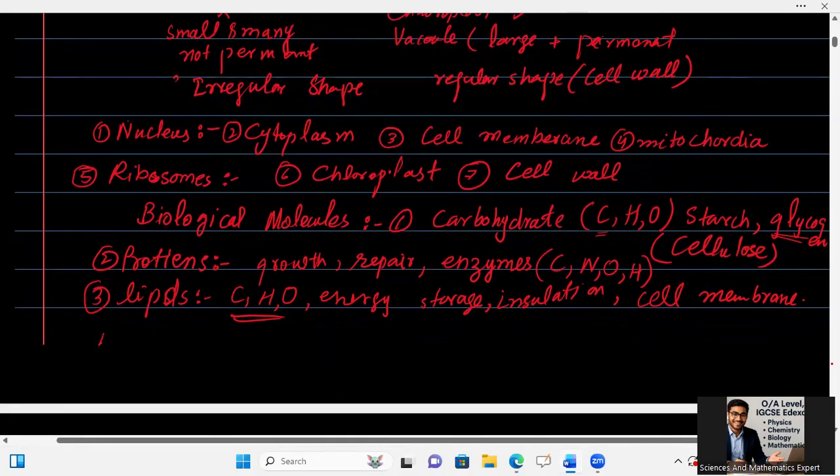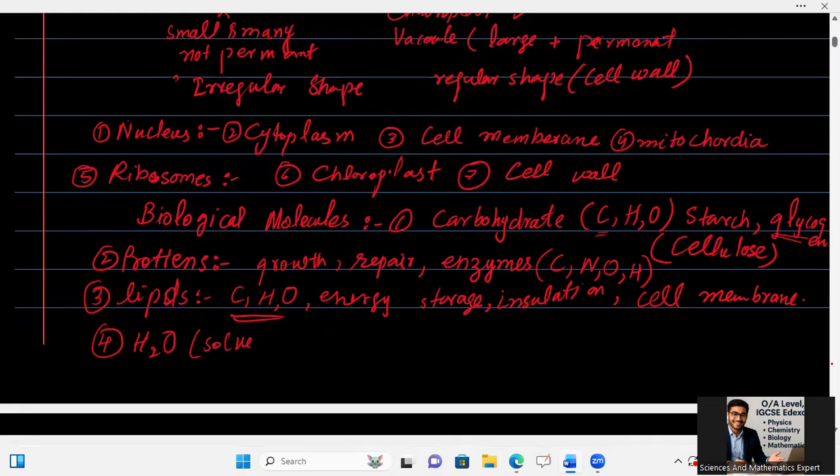At number 4, I will say the water, H2O. Water is essential as a solvent for chemical reactions and for transport purposes. So it behaves as a solvent and provides the medium for transport of materials. Even red blood cells and white blood cells are all dissolved in water for the transport purposes.